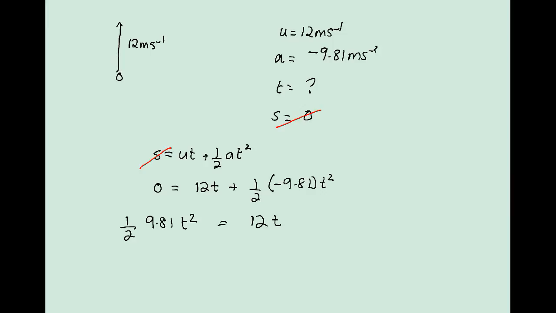Now, we have a t on one side and a t squared on the other. So if we divide both sides by t, we lose one of the t's on the left-hand side and we lose the only t on the right-hand side. So we've now got something a little bit simpler and we can work this out. Half of 9.81 is 4.905, or 4.91 if you want to continue with just 2 decimal places. 4.905t equals 12. So all we have to do now is rearrange this, and we end up with 2.4 seconds. 2.4 seconds for the ball to return to the ground.